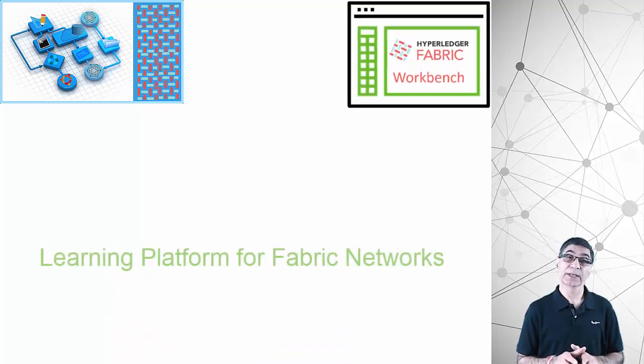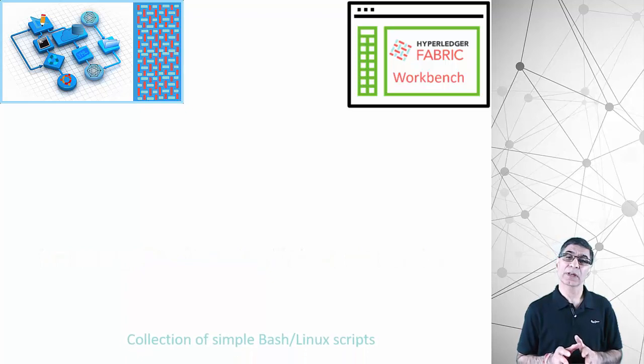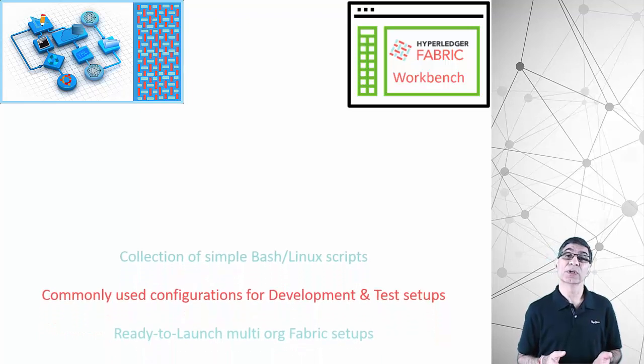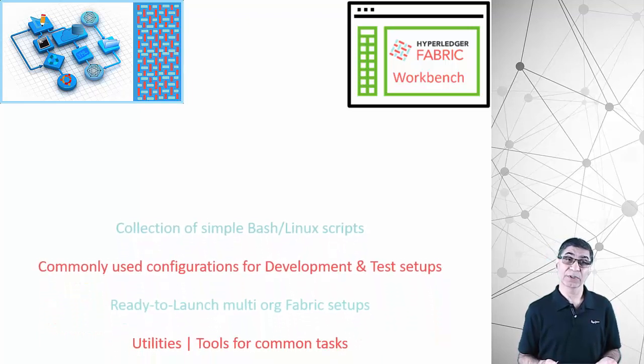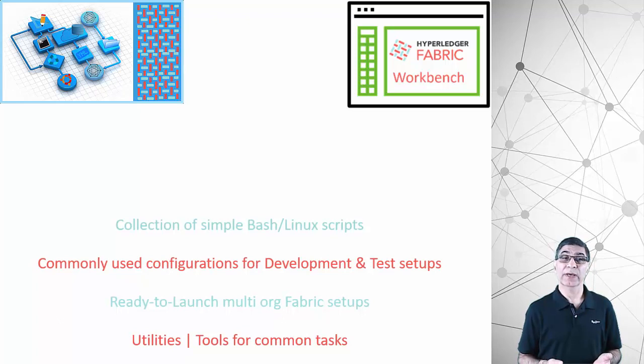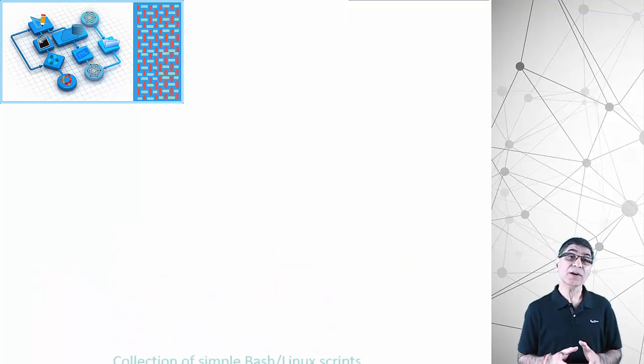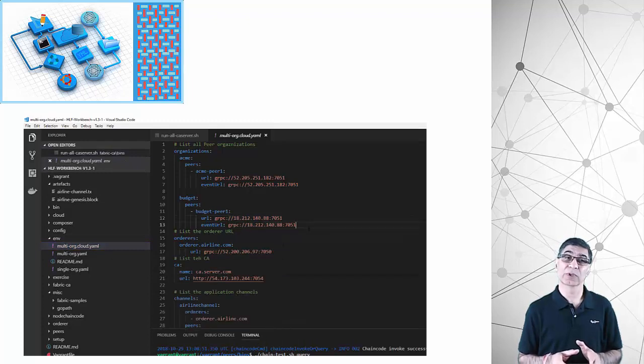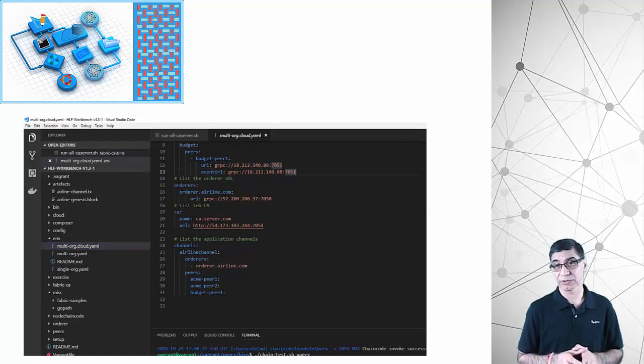Fabric Workbench is a platform that I have created for making it easy for students to learn and set up Fabric infrastructures. It consists of a collection of simple scripts for setting up Fabric network, commonly used test configurations, ready-to-use multi-org example setups, utilities, and tools for carrying out common tasks. By the end of this course, students should be able to set up simple Fabric blockchain network for their own applications and POCs. Here is how the course is organized.